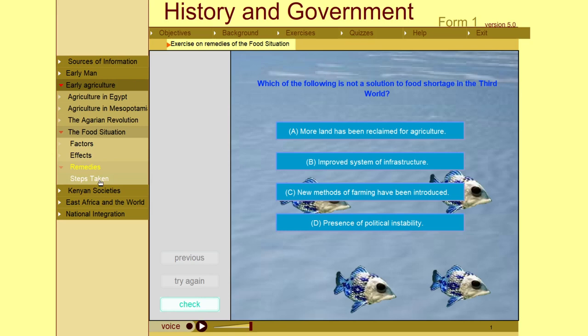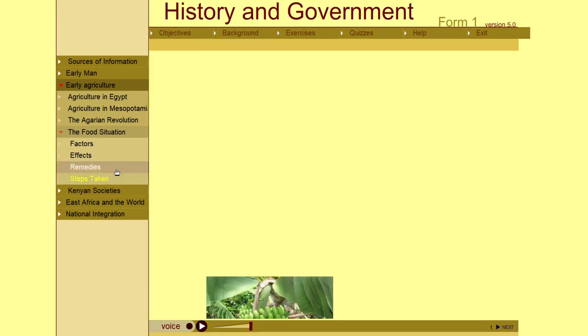Kenya too has not been left behind in solving its food shortage. Some of the measures Kenya has taken include: 1. Extensive research has been carried out in research institutions, for example, the Kenya Agricultural Research Institute, KARI, was established. This has led to the production of hybrid crops like maize. Other institutions include ICIPE, in full, International Centre for Insect Physiology and Ecology, and International Livestock Research Institute.